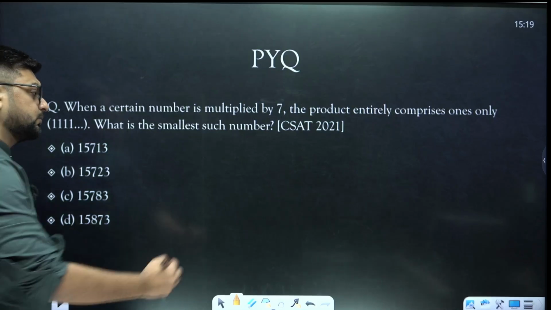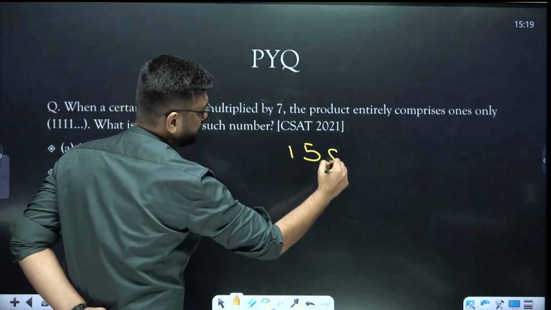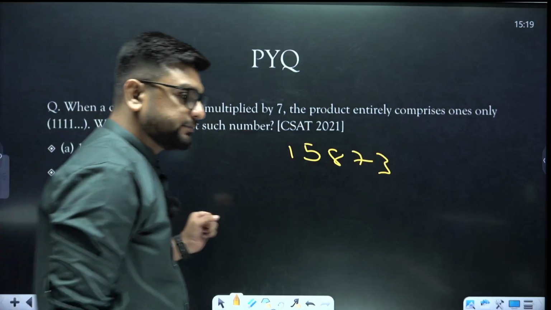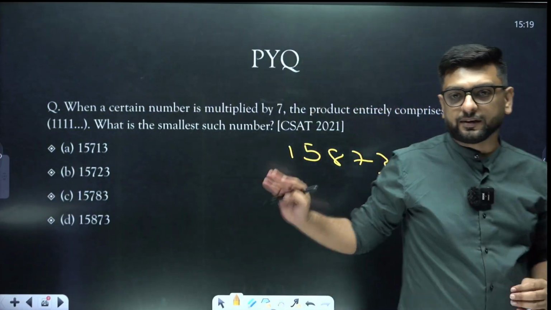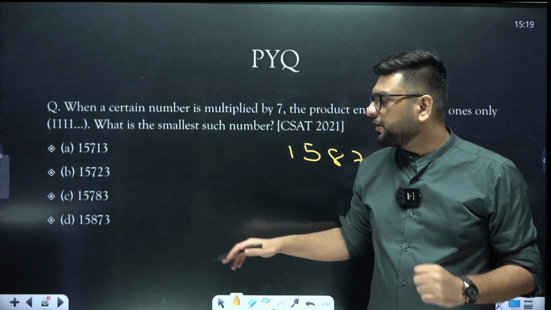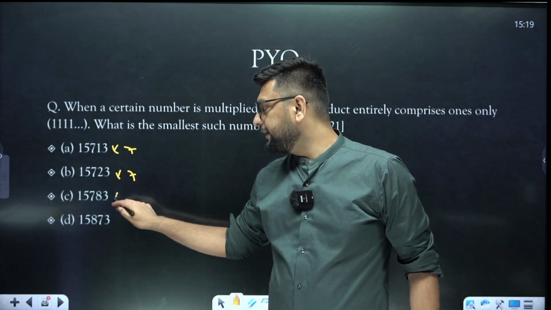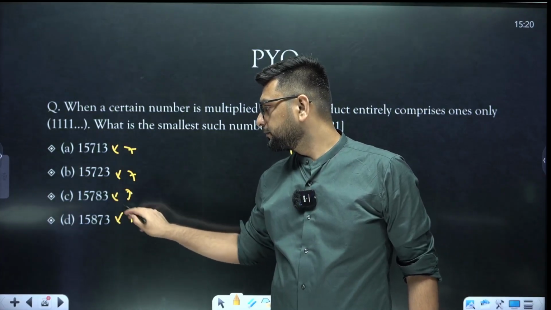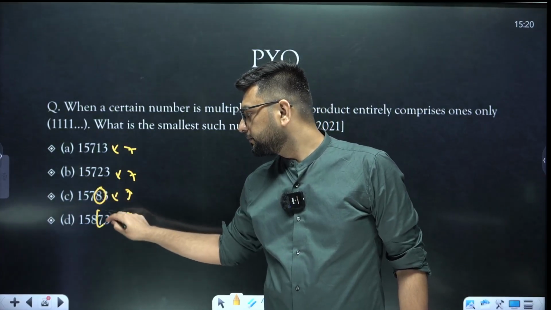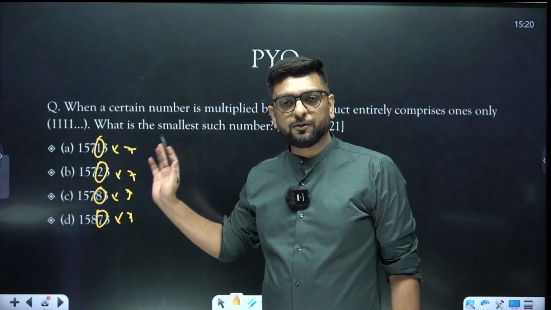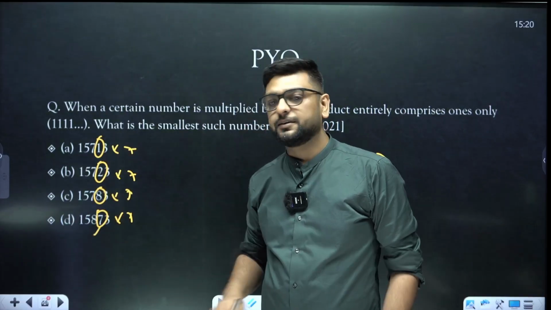मल्टीप्लाई करके देख लो. 15873. ठीक है? You know one thing, this could have been done within 10 seconds. What you have to do? You have to multiply by 7, right? Only till here. 10th digit तक. ठीक है? The moment you get the 10th digit, the answer is that.